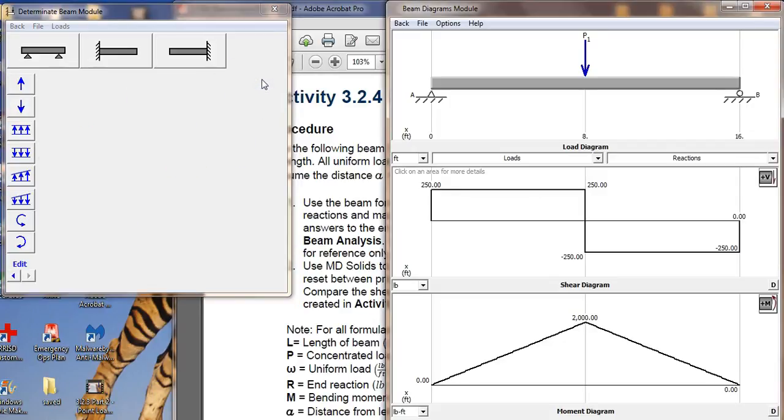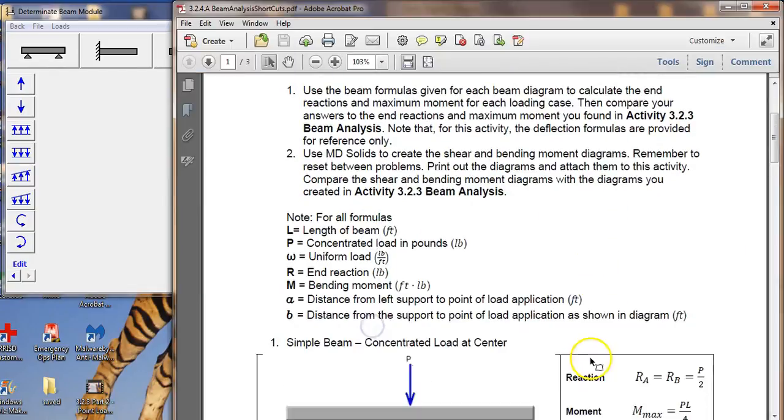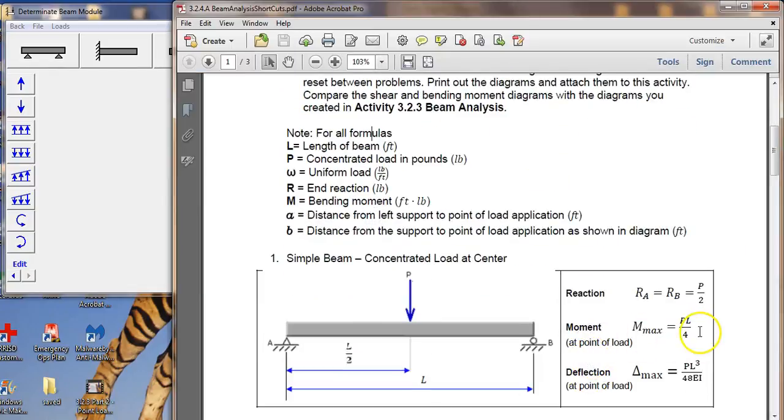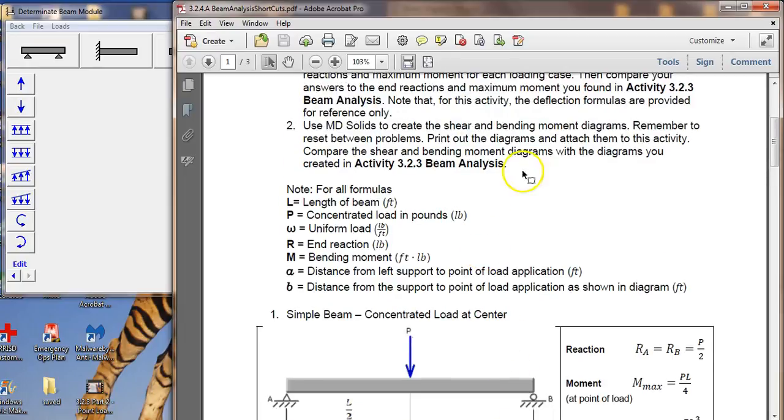And look at the magic of this program. Here's our shear diagram all drawn out for us, including our reaction forces at both ends. And here's our maximum moment diagram. Is this the maximum moment you got when you calculated the moment with this formula? It should have been. Okay, the instructions say when you get done to print out these diagrams and then attach them to this activity. So that's what you should do.